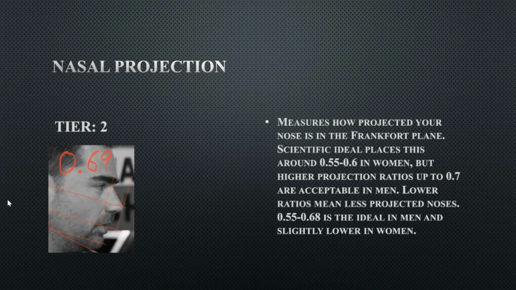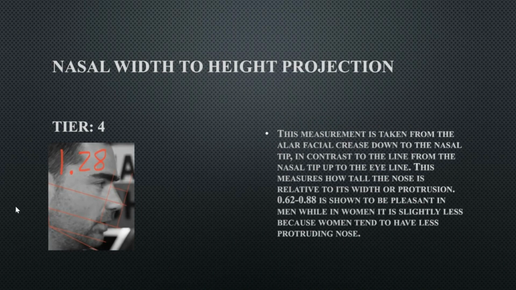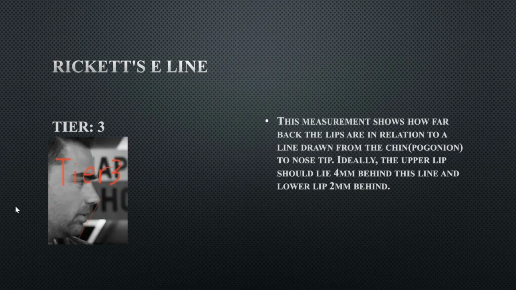His nasal projection is slightly off at 0.69, which is 69%, so it goes from the width of the nose right here relative to the nasal bridge of the nose. He does have a slightly more projected nose than the ideal range, and that is going to be slightly off of the ideal. But this is not something that's bad or anything like that. His nasal width to height projection is completely off. He does have a very short and stubby nose, so that is going to be a flaw, or a slight flaw, I should say.